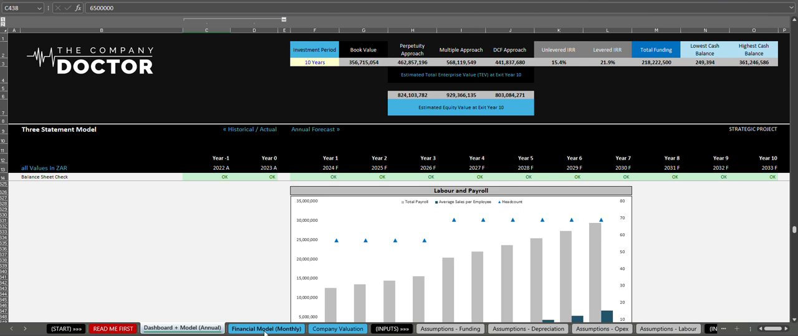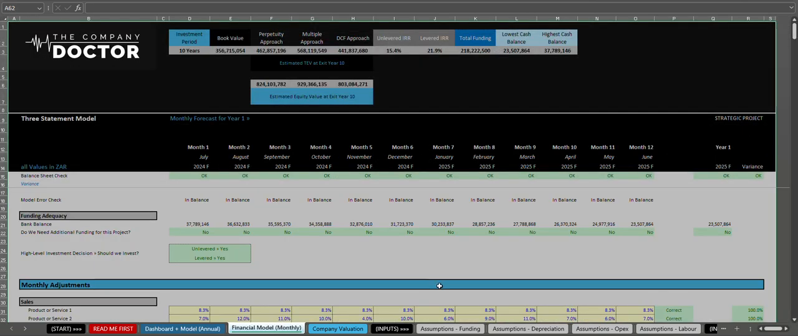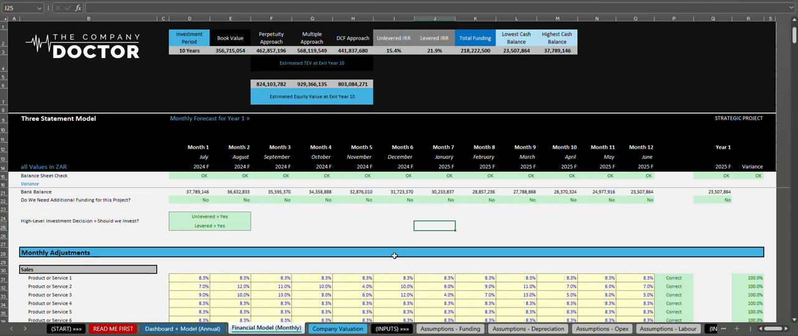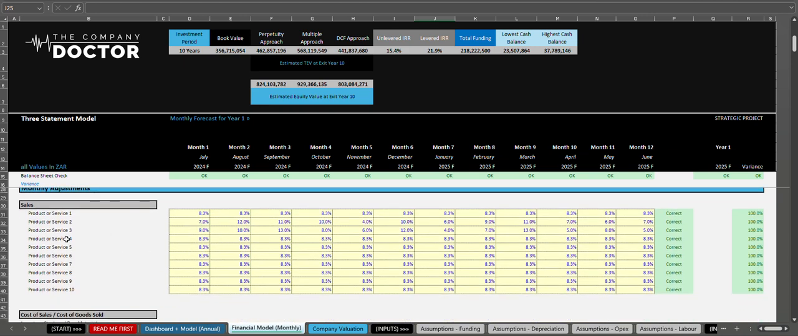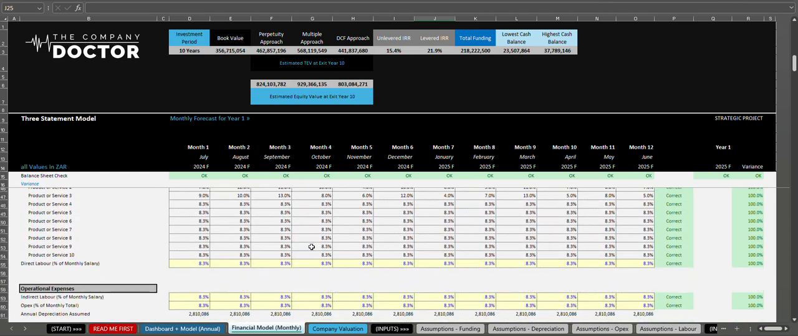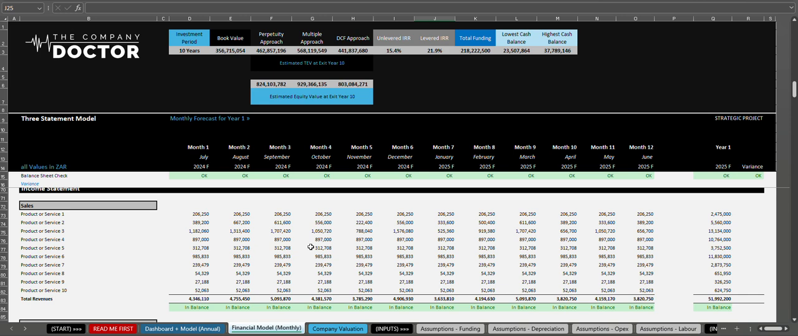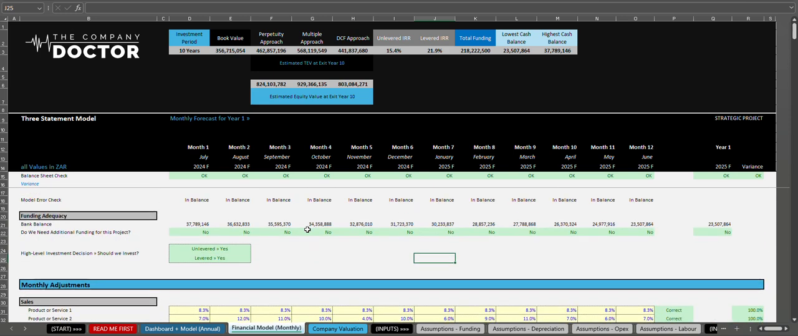Just to run through the rest of the model, we've included a financial model component for month-to-month projections for the first year, so the first 12 months of the projections, and allowing for seasonality across the various product and service categories, which may apply in some industries or some clients. And once again, the income statement and balance sheet that's expressed based on these inputs are automatically updated.